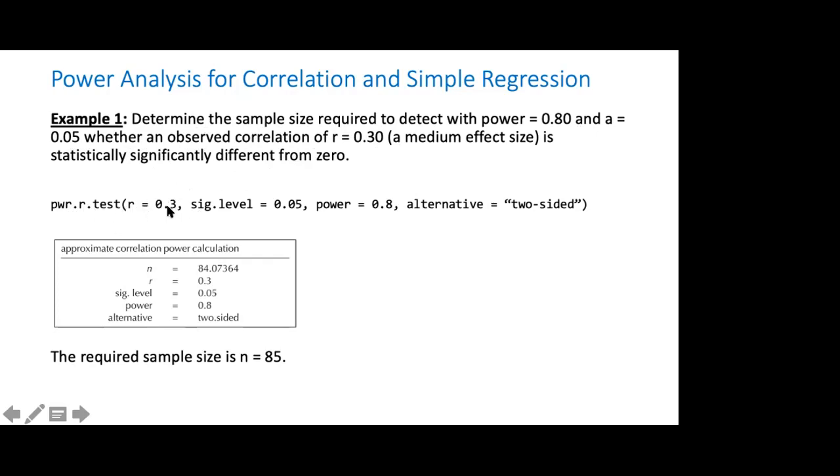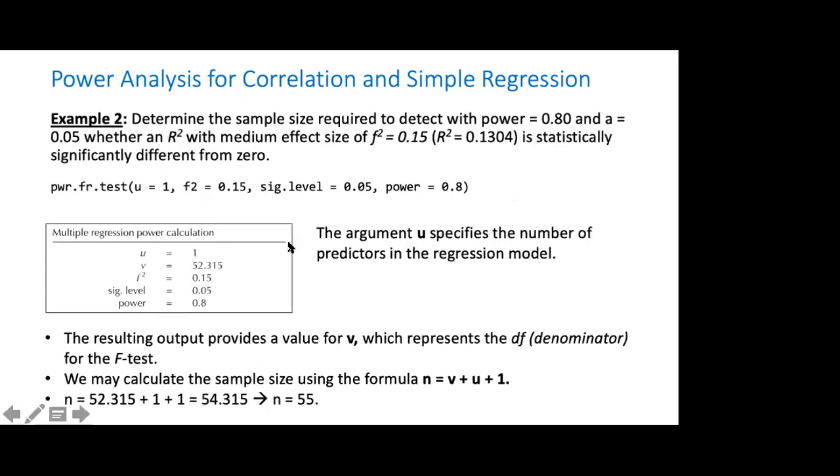It's your observed correlation, your significance level, power is supposed to be 0.8, and you want a two-sided test, and then R spits out all the things that you need. But most importantly, the required sample size, which in this case would be 85. So pretty straightforward. And it's similarly simple for regression analysis.